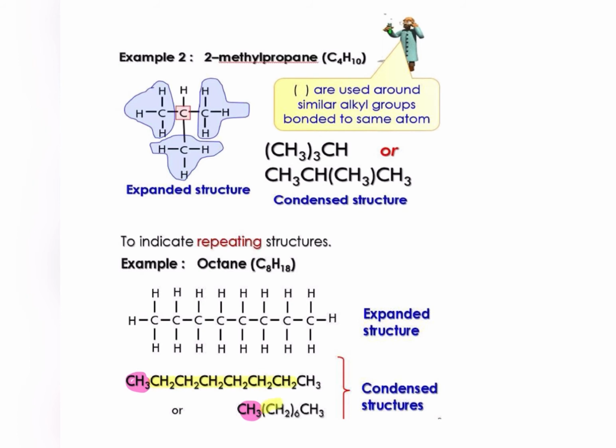You put them in the same bracket with numeral subscript 6. And after that, you got another CH3. This one is referring to the same one as this. So there are two forms that you can write for condensed structure of octane.